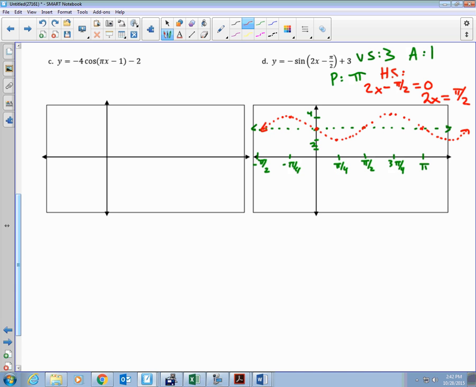I can divide by 2 or multiply by 1/2, right? Because if I multiply both sides by a half, what's half of 2x? And what's half of pi over 2? Pi over 4. So our horizontal shift is pi over 4. So I'm going to move every single one pi over 4 units. How much of a tick mark is pi over 4? 1 tick mark. So I'm going to move everything 1 tick mark.